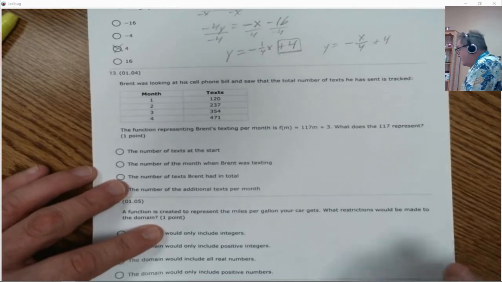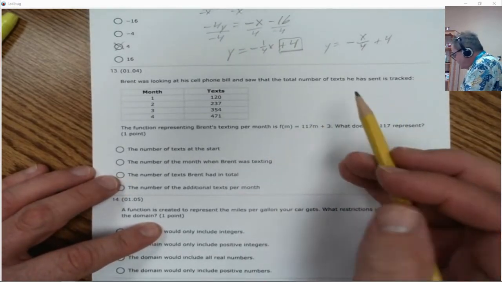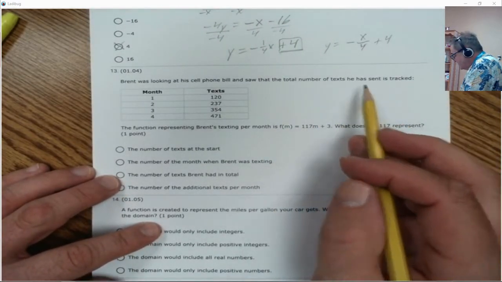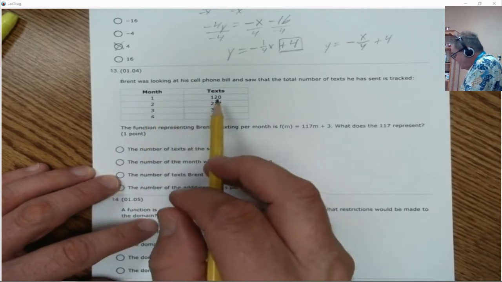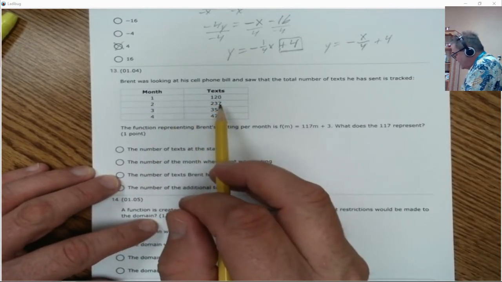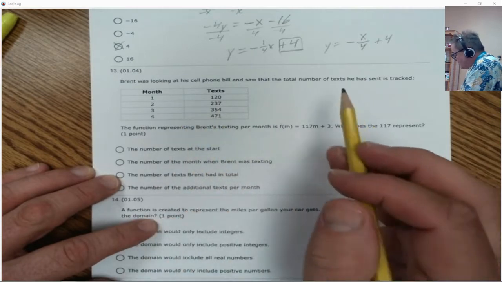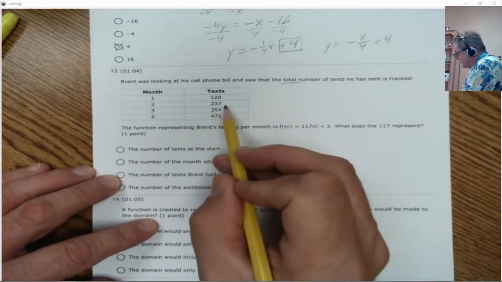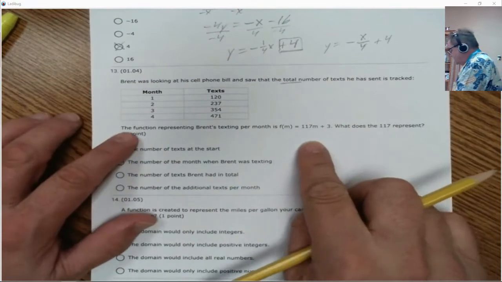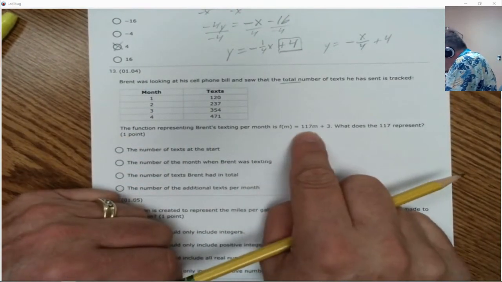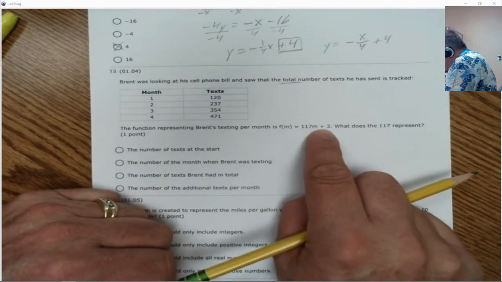Okay, Brent was looking at his cell phone bill. He saw the total number of texts that he has sent is tracked. So in month 1, 120, month 2, almost doubled it, 237 every time. This is total. So yeah, he sent a bunch more texts the second time. So the function represented as texting per month is 117m plus 3.